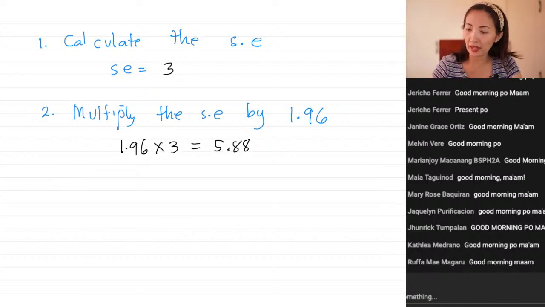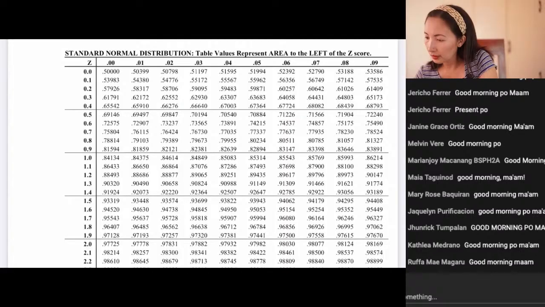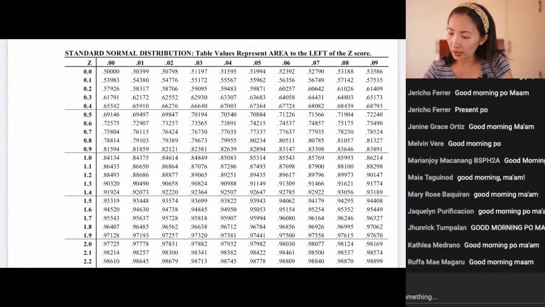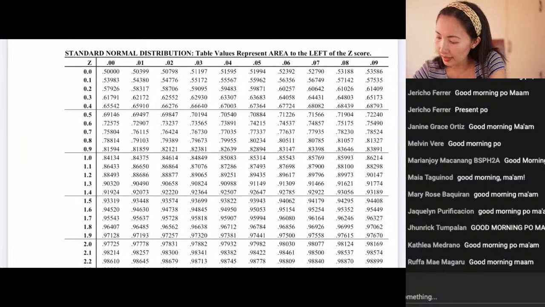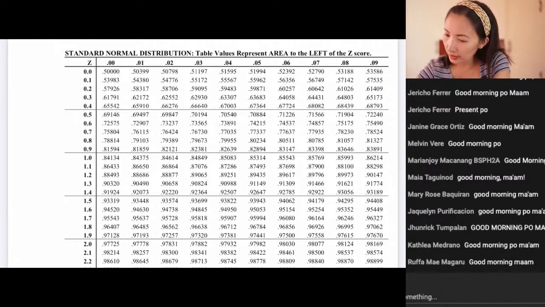Now you might be asking me, where did this 1.96 come from? From the Z table. If you could recall from your previous math subjects, the Z table, the areas under the normal distribution. It's provided in the formula, but I just want to show you where that 1.96 came from.